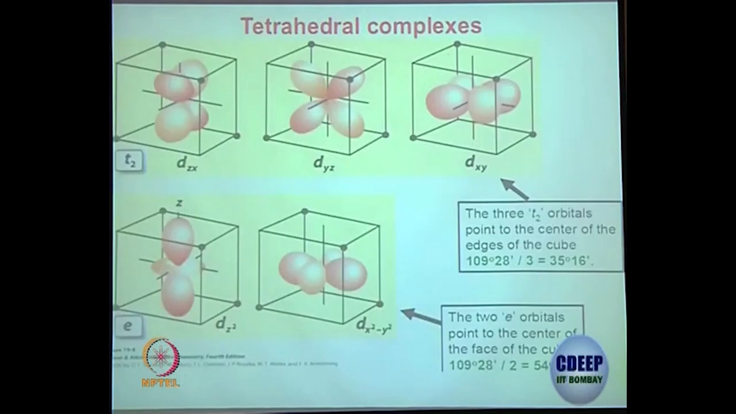I think this picture gives you a clear idea where the ligands are and where the orbitals are. It is a 3D view, and no amount of explanation will be good enough. I cannot explain it perfectly, you have to look at it.